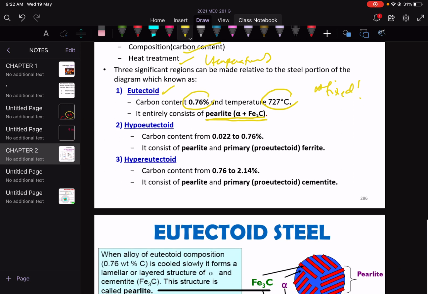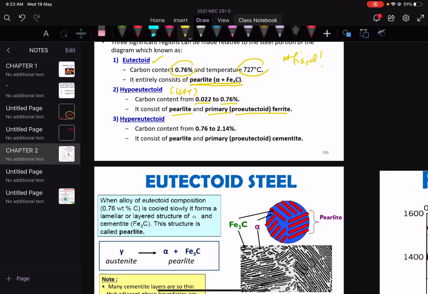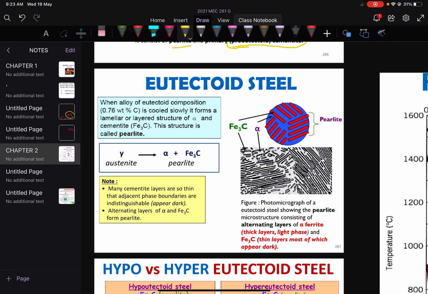For hypoeutectoid, which is left of your eutectoid point, the carbon content is from 0.02 until 0.76. It consists of pearlite and primary or proeutectoid ferrite. We will see a little bit clearer just later. For hypereutectoid, which is to the right of your phase diagram, the carbon content will be from 0.76 until 2.14. It consists mainly of pearlite and proeutectoid cementite.